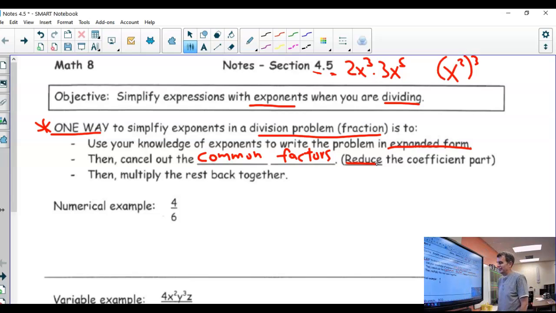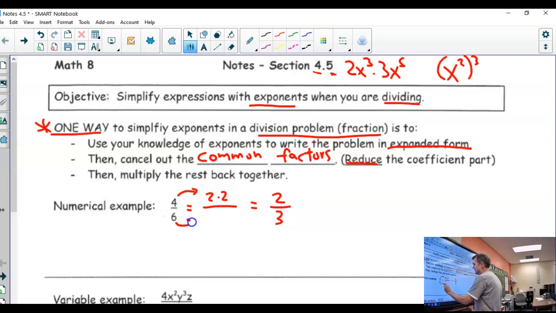So I have this fraction, 4 over 6, and I think most of you know what this fraction reduces to. It reduces to 2/3. But my question is, why does it reduce to 2/3? And I want to show you. It reduces to 2/3 because 4 is actually equal to 2 times 2, and 6 is actually equal to 2 times 3.